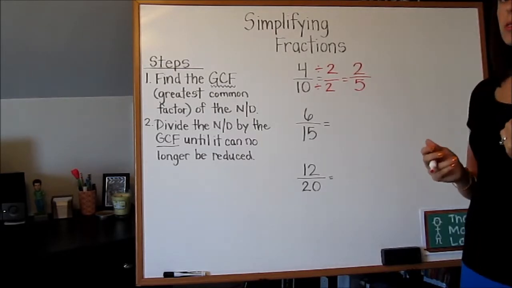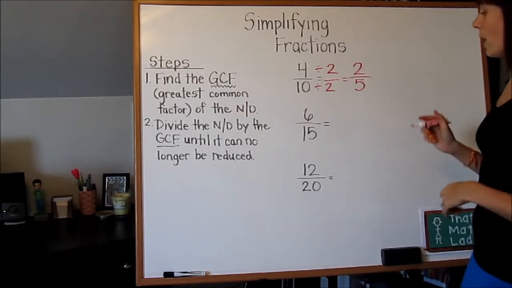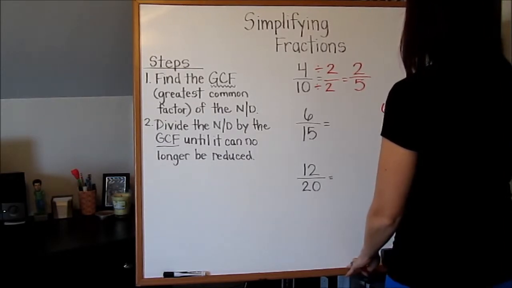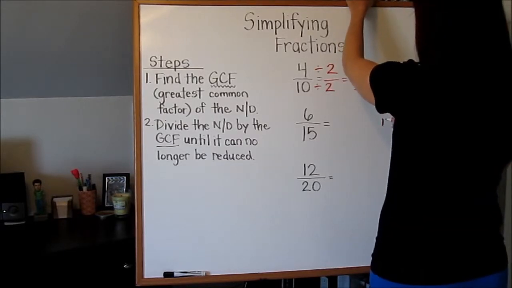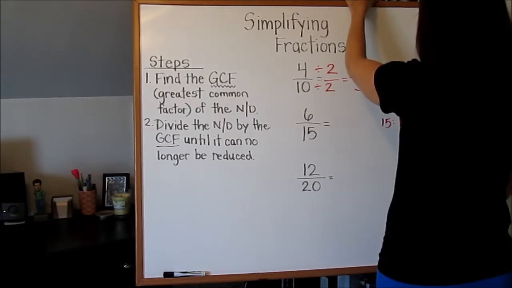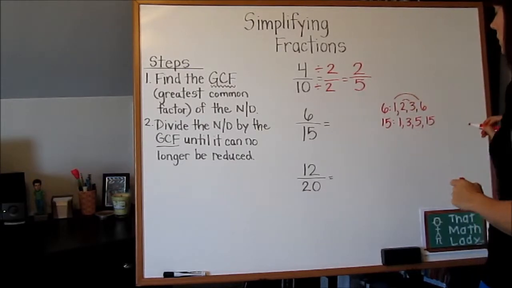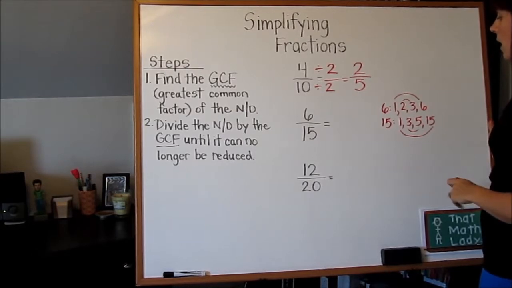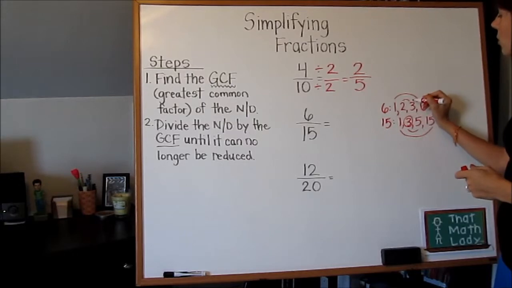So I need to think of numbers that when multiplied give me 6 and also give me 15. So my factors of 6 are 1, 2, 3, and 6. And my factors of 15 are 1, 3, 5, and 15. Because 1 times 6 equals 6 and 2 times 3 equals 6. 1 times 15 equals 15. 3 times 5 equals 15. And the number that these two numbers have in common, the factor that they have in common, is 3.